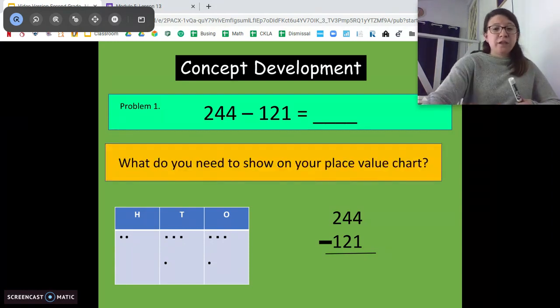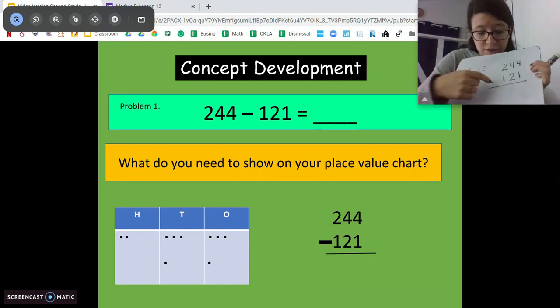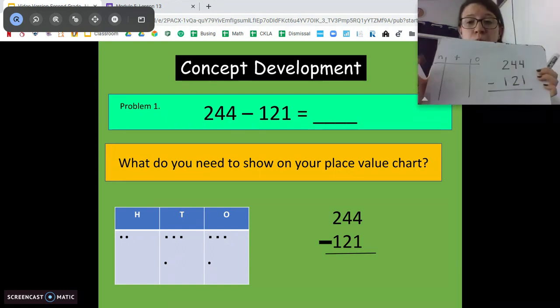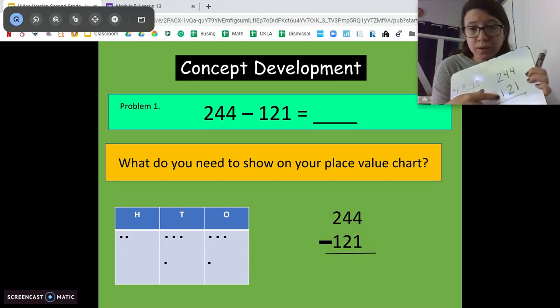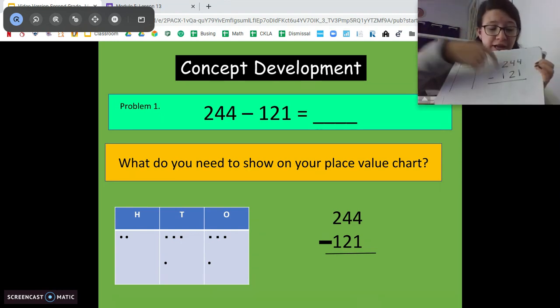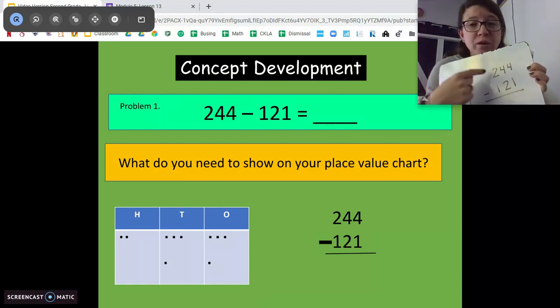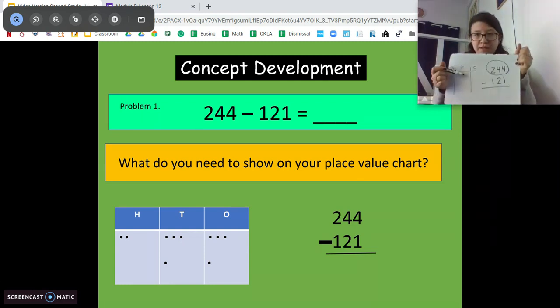Be careful when you set this up. What are you showing in your place value chart? You are subtracting. Are you showing 144 and 121, or are you just showing one of the numbers? What are you putting in your place value chart? Don't get tricked. Yes, you are just putting the big number. You are just putting your whole in the place value chart.